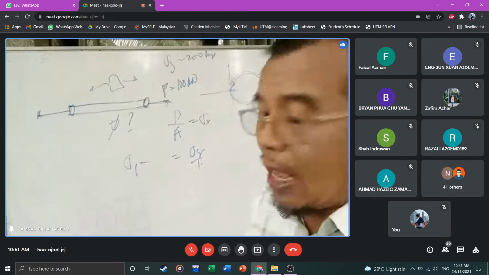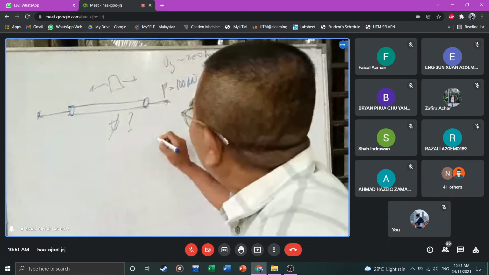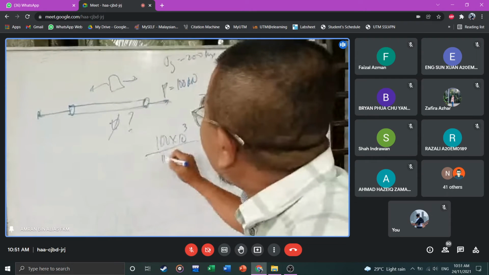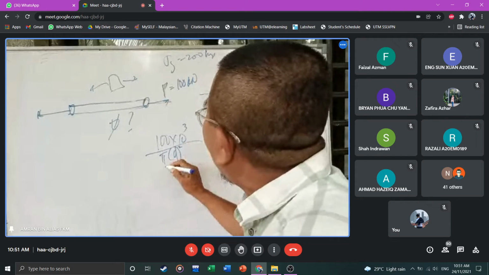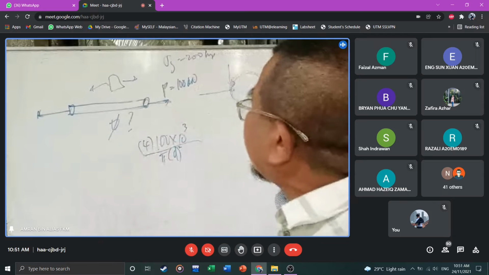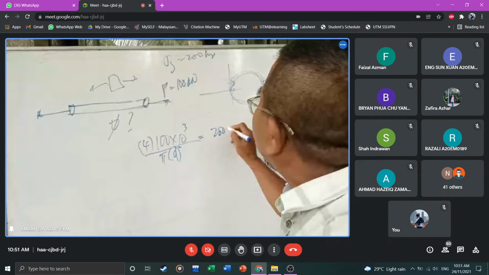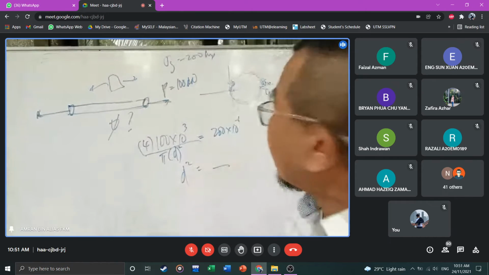And then you get sigma 1 is 100 times 10 to the power of 3 divided by the area, pi d squared over 4. P over area is equal to yield, 200 times 10 to the power of 6. So what is the diameter there? Put calculator.